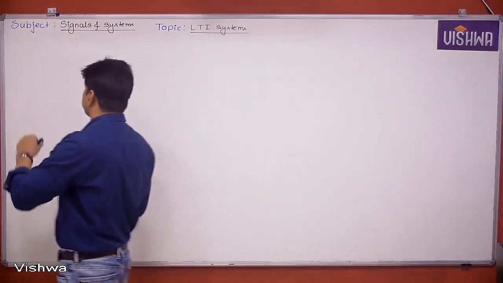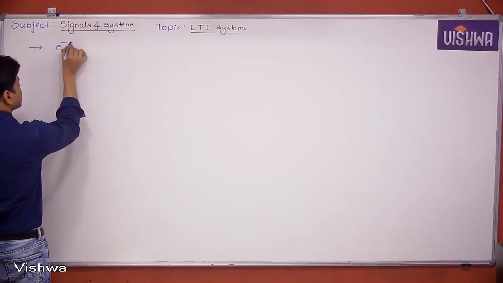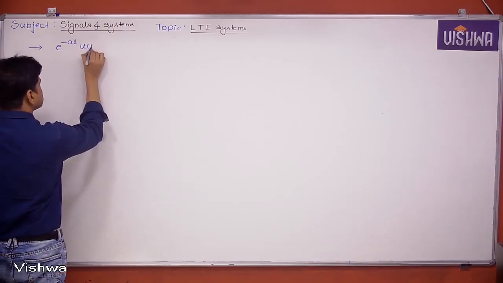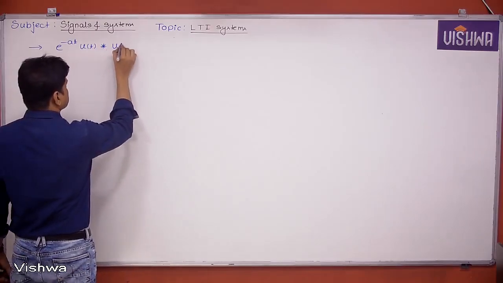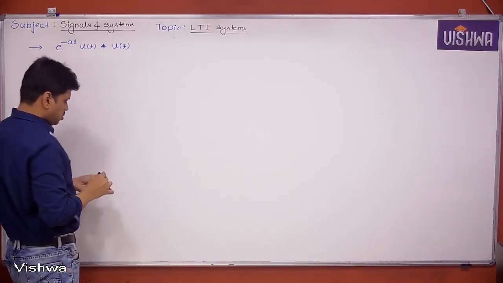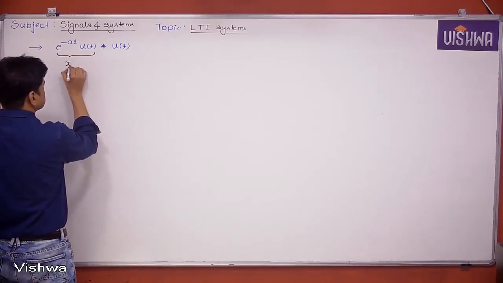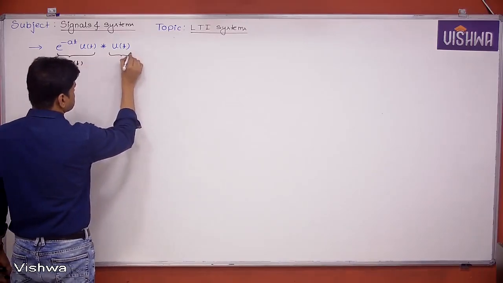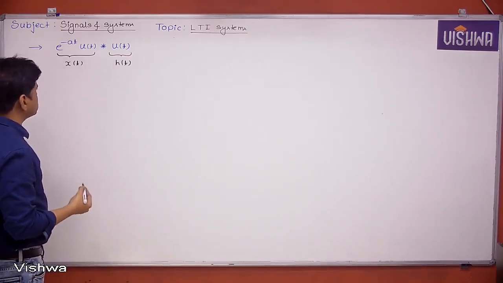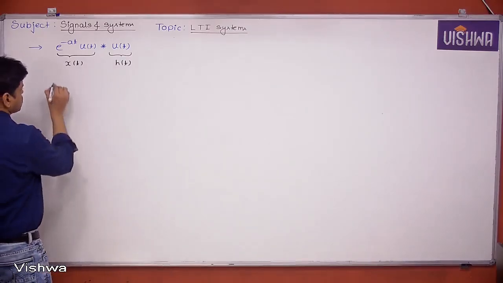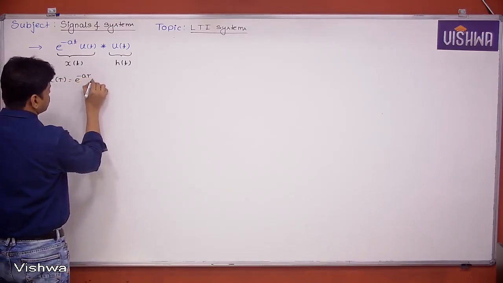Let's say e power minus at u of t convolution with u of t. So try to understand. Let's call this x of t and this h of t. First, what we have to do? We have to change the time axis to the dummy axis tau. So what is x of tau? It is e power minus a tau u of tau.